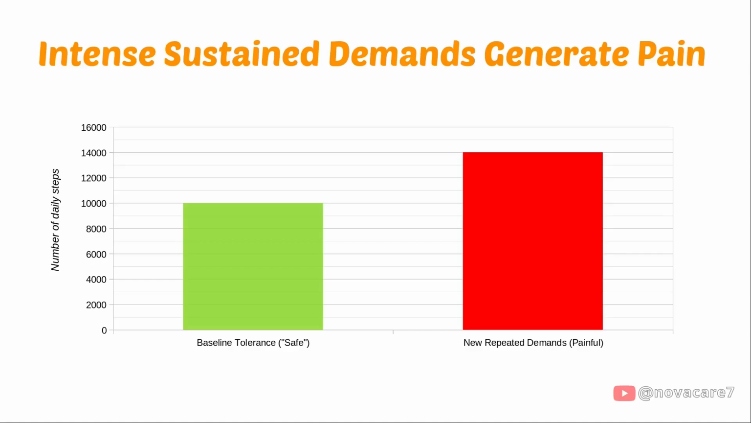As you can see in this graph, this was our baseline tolerance before injury. This is what we were used to. Let's say our body had the capability of doing 10,000 steps daily, and then during our travel we go over it and we do an average of 14k steps a week. Well, these new repeated demands make our fascia become stressed, become reactive, and thus painful. And we will see the repercussions of this state later.